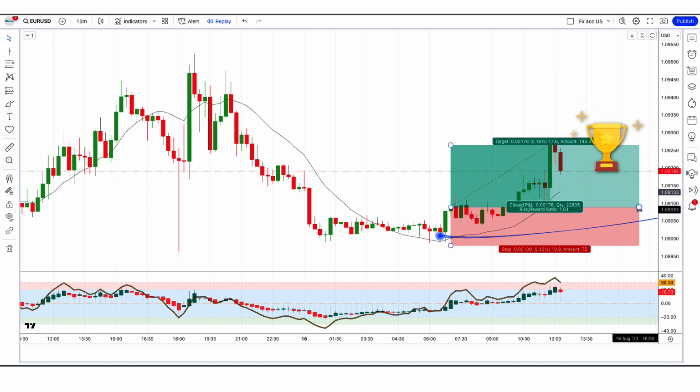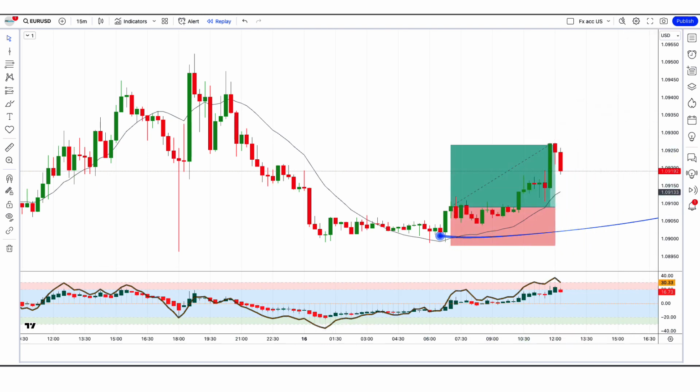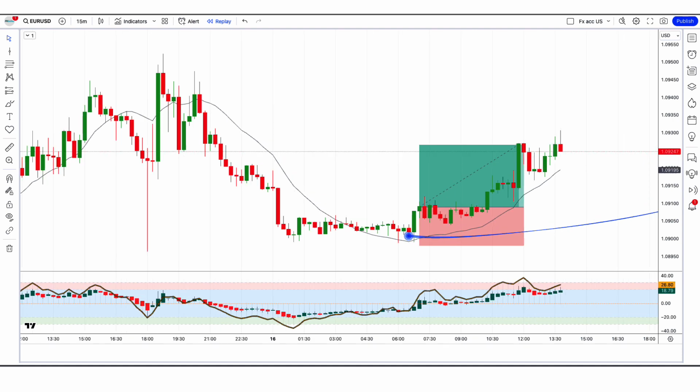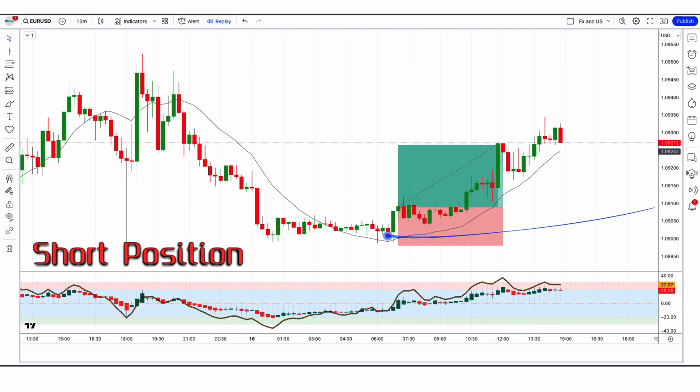The market has completely hit the target. I hope you have understood this trading strategy. Let us now understand the sell trades.